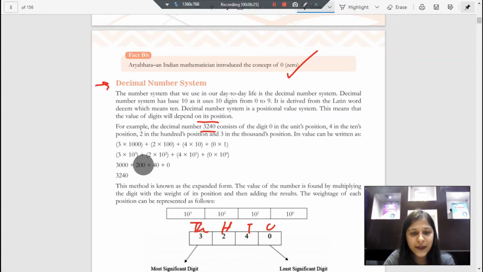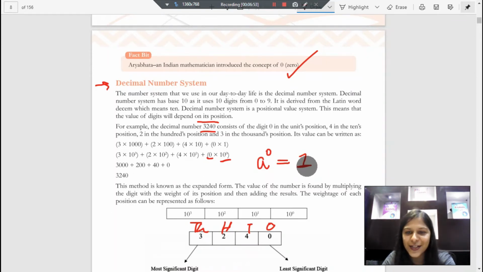So what does that mean? When a number is in the ones place, it means that the number 0 into 10 to the power 0, right? So 10 to the power 0 means 1. You must also be aware of this fact that any number raised to the power 0 is equal to 1. I am sure you must have learned that in your maths class, and if you have not, please pay attention and just learn about this fact.